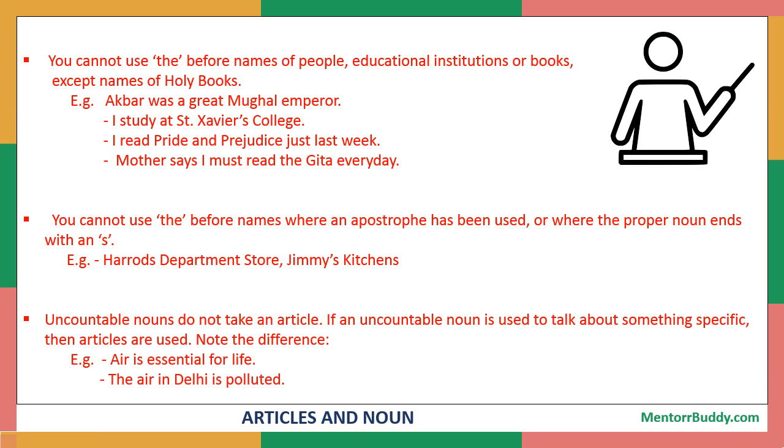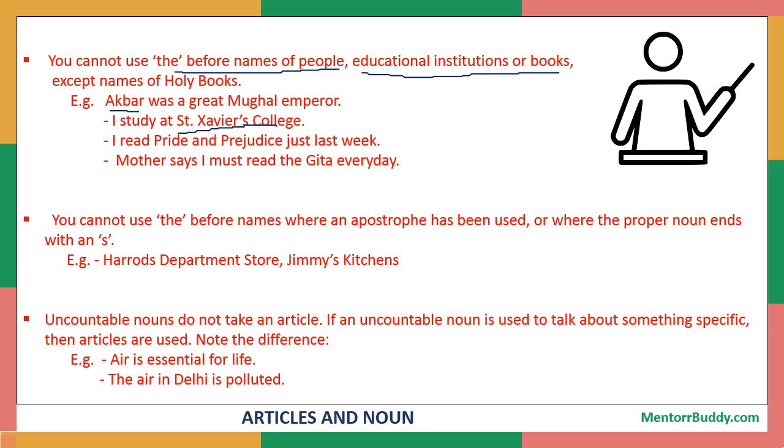The next rule says that you cannot use the before names of people, educational institutions or books, except a few books, right? Like when we say Akbar was a great Mughal emperor, here we are not going to make use of the, because we don't use the before names of people and educational institutions or a few books. Another example is I study at St. Xavier's College. Here it's the name of an educational institution. We are not going to put the before it.